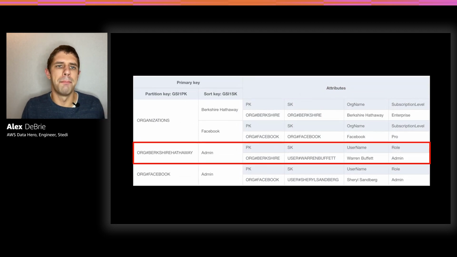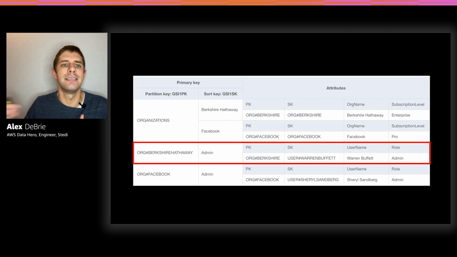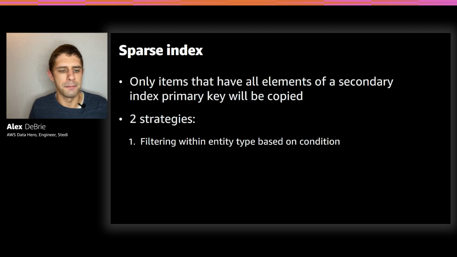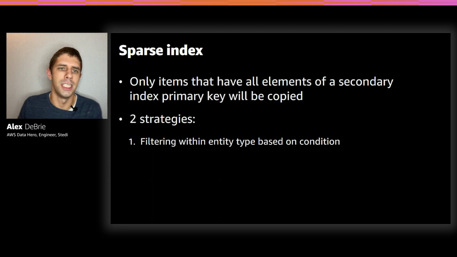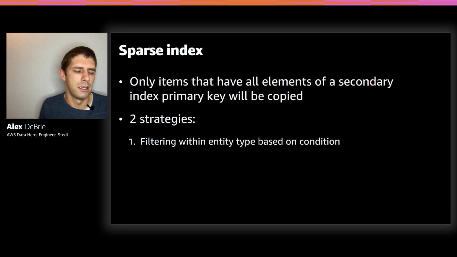You can see if we go to that Berkshire Hathaway item collection with that partition key, we only see Warren Buffett. We don't see Charlie Munger. He's been filtered out because he's not an administrative user. So we use that sparse index to filter out members there. Again, that strategy: filtering within an entity type based on a condition. We filter within users based on a condition. Are they administrators or not? And we only gave administrators those GSI1 PK and SK values.